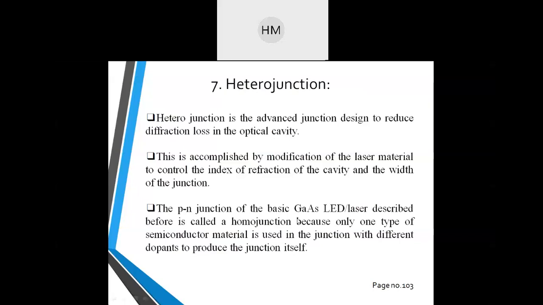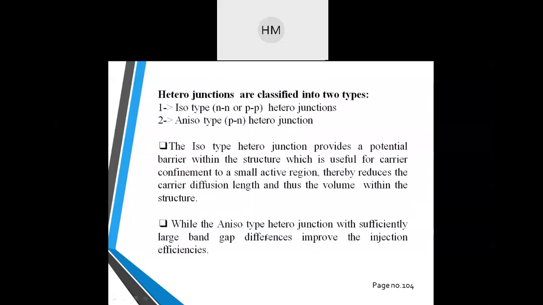So here the PN junction of the basic gallium arsenide LED laser described before is called a homojunction. I will show you the diagram.